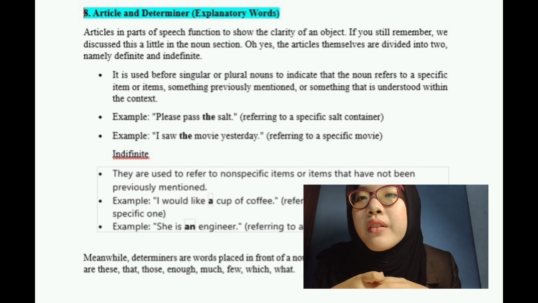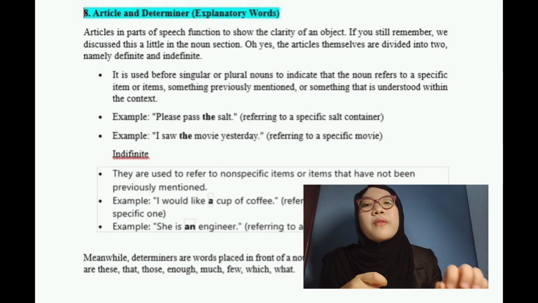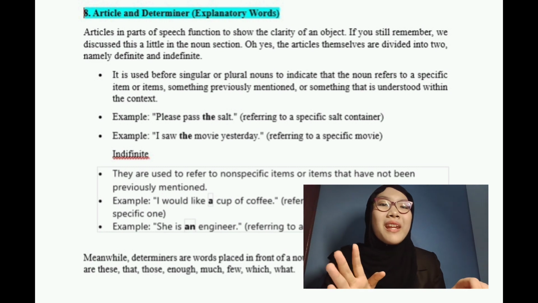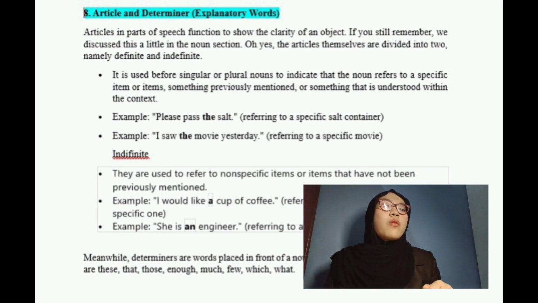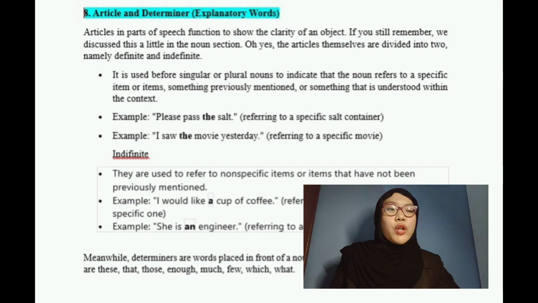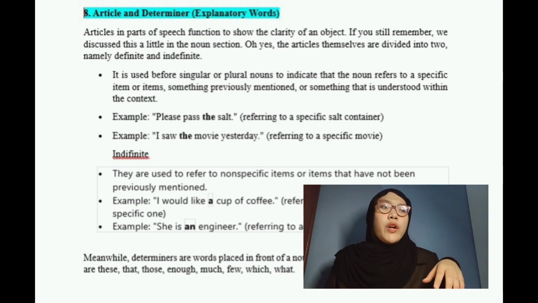And the indefinite articles are used to refer to non-specific items that have not been previously mentioned. For example, I would like a cup of coffee, referring to any cup of coffee, not a specific one. So I don't say that it's something like cappuccino or mochaccino. And then another one, like, she is an engineer, referring to any engineer, not a specific one. You know, it can be a software engineer or others.